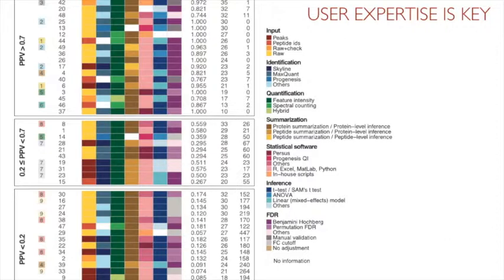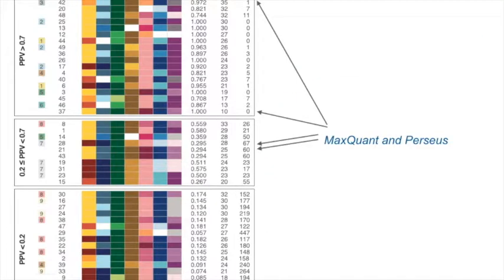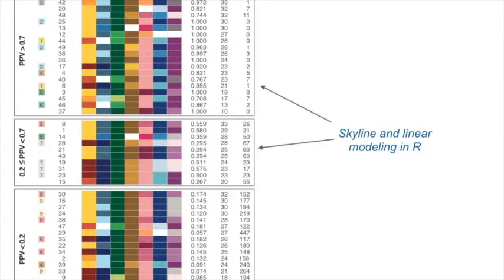But besides that, it's really hard to tell which method maps to which performance group. What we also noticed is that, for example, here, people used MaxQuant and Perseus, and some of them did very well, and some of them didn't do that well. Here, some people used Skyline and linear models in R, and some people did well, and with the same type of tools, other people didn't do very well.